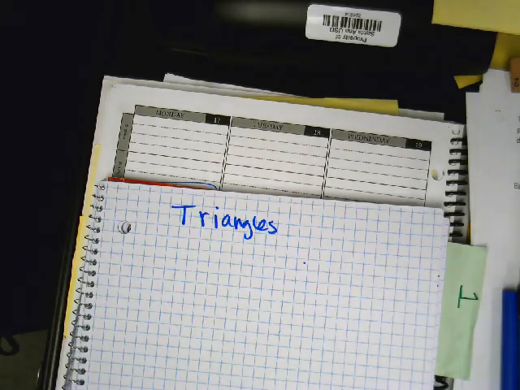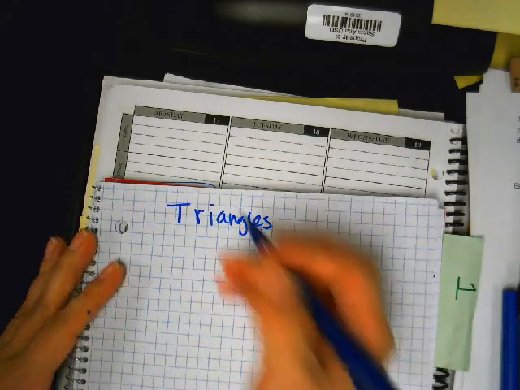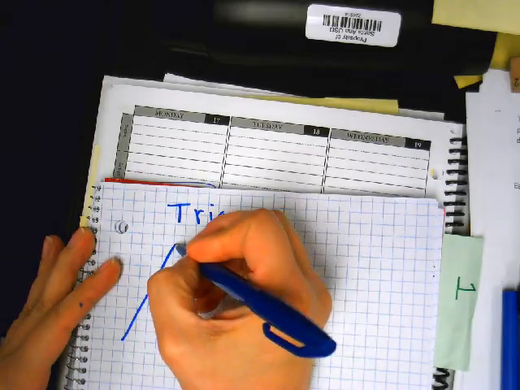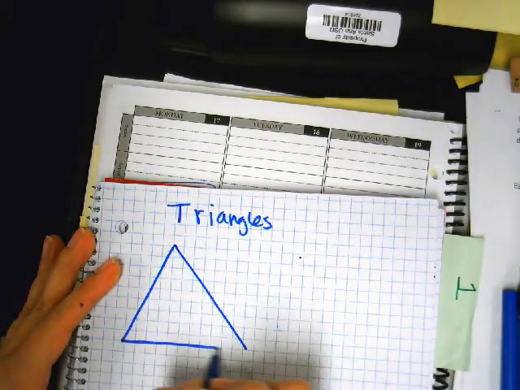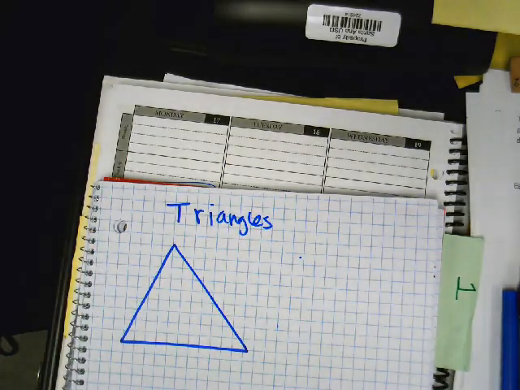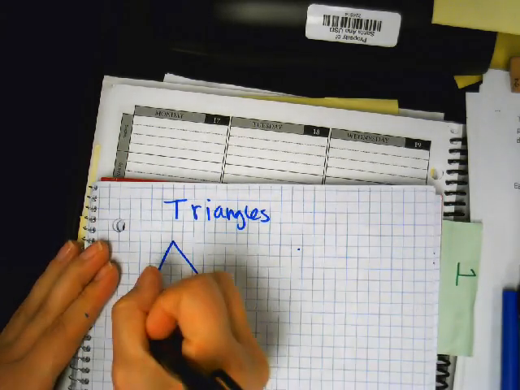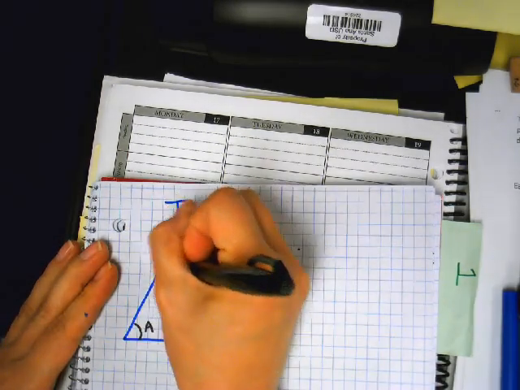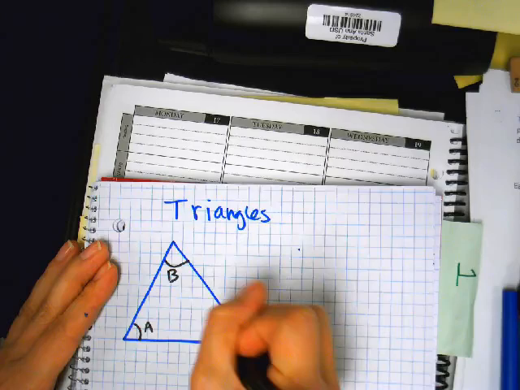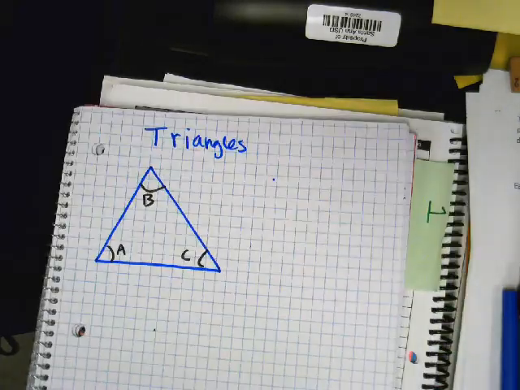Okay, Sam, we're moving on. Triangles. I'm trying to help you improve your score on the map. Sorry. All right, triangles.